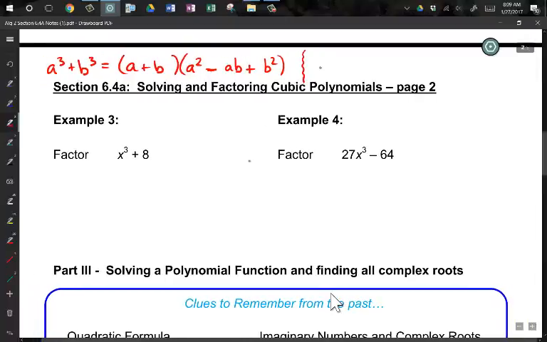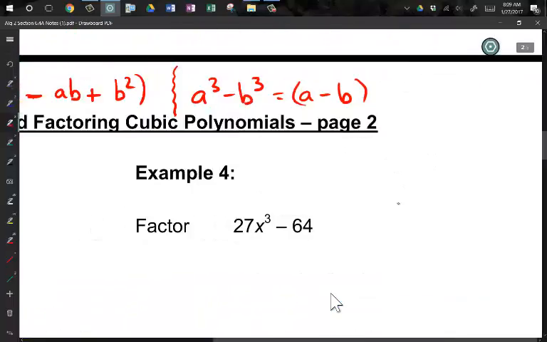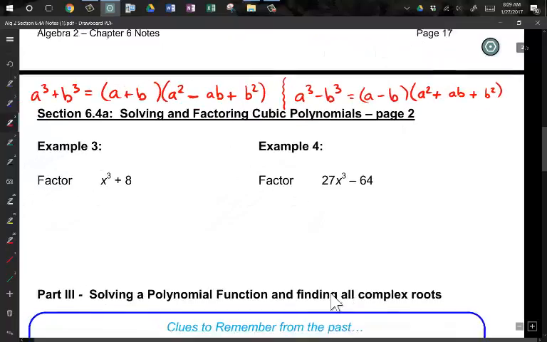Okay, now let's do the other one. Over here, a cubed minus b cubed. First one, remember, once again, is same sign. And then at the back, we have a squared, ab, b squared. Remember, same sign. What's this one become then? The different sign and a plus. So those are our formulas.